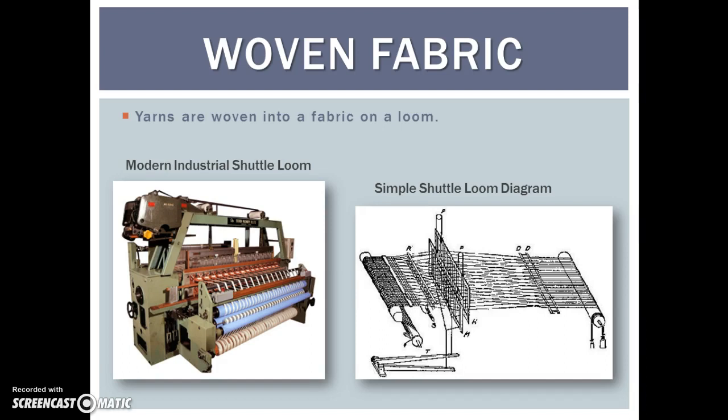Yarns are woven into a fabric on a loom. Woven fabric has two or more sets of yarns interlaced at right angles. Here is an example of a simple shuttle loom on the right-hand side, and on the left is an example of a more modernized industrial shuttle loom.